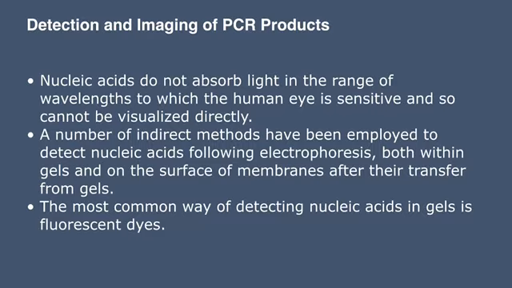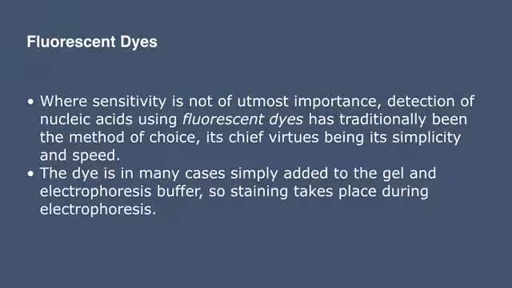The most common way of detecting nucleic acids in gels is fluorescent dyes. Detection of nucleic acids using fluorescent dyes has traditionally been the method of choice, its chief virtues being its simplicity and speed. The dye is in many cases simply added to the gel and electrophoresis buffer, so staining takes place during electrophoresis.